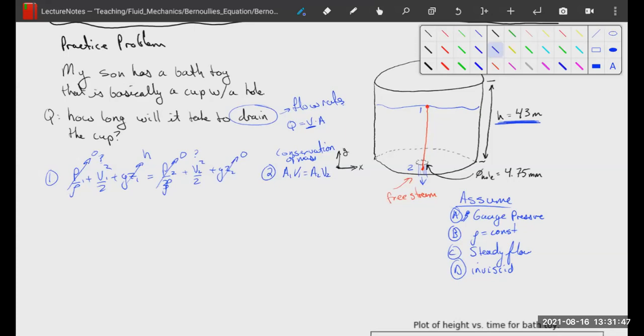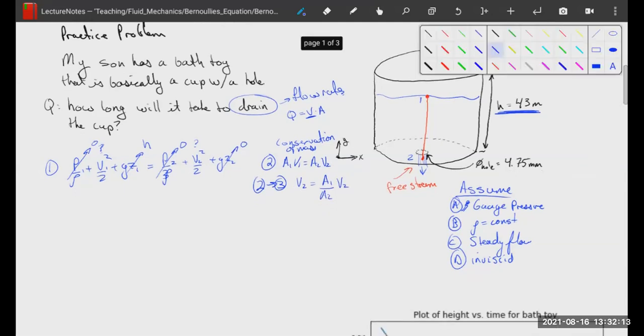Okay, so conservation of mass, we're going to take that and we're going to solve it for V2 because we want to leave V1 in this equation, which we'll talk about why in a little bit. So we're going to say that V2 is equal to A1 over A2 times V1. Okay, great.